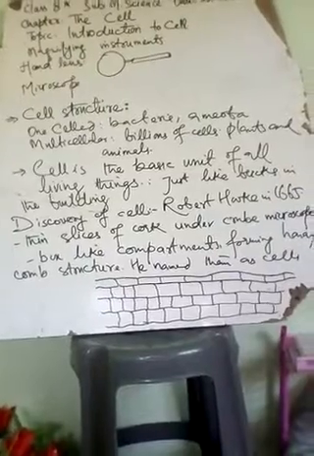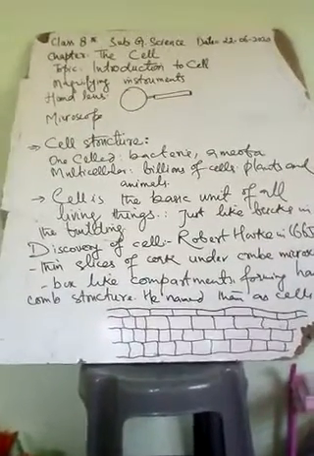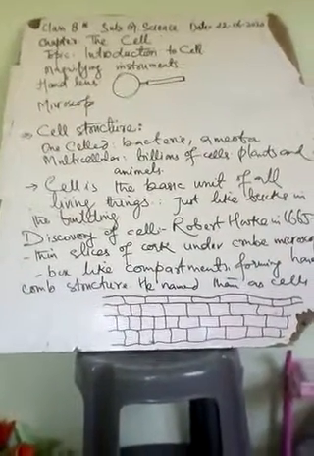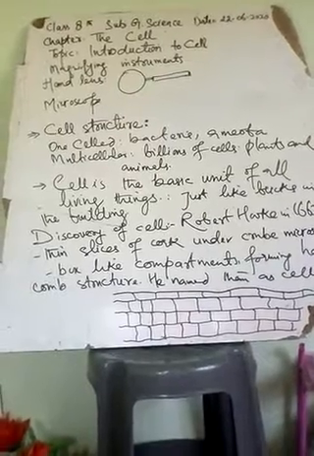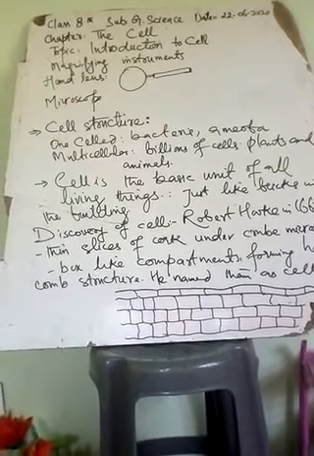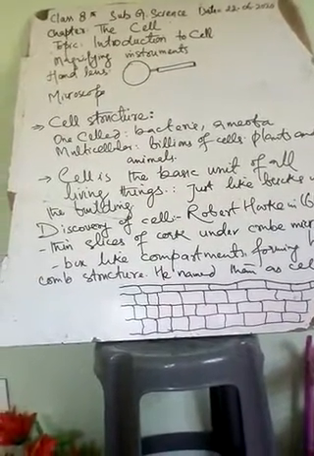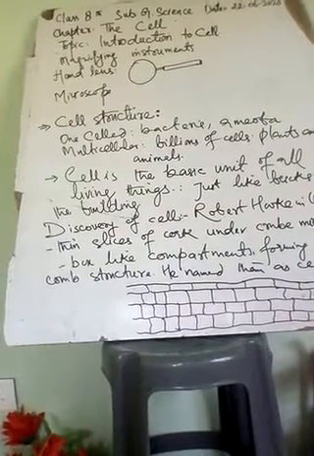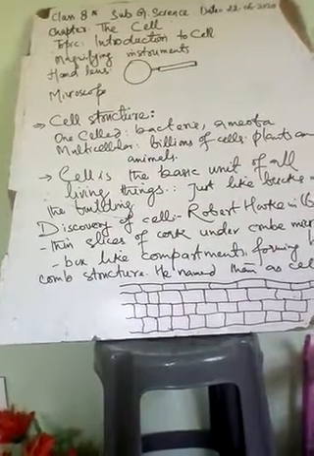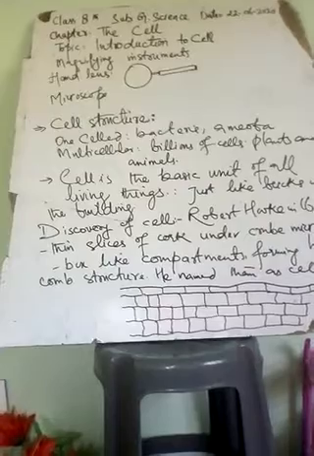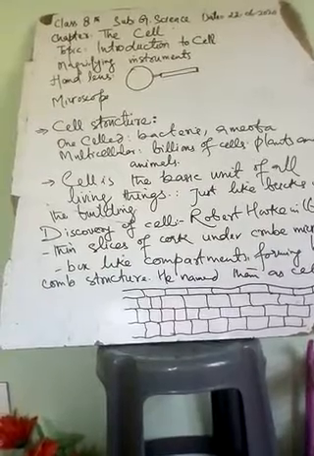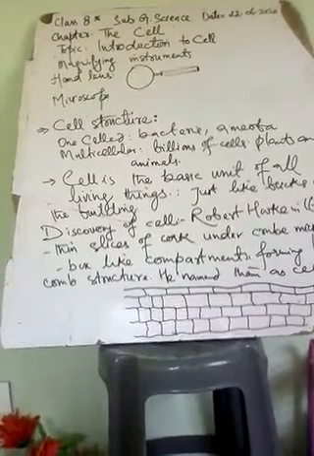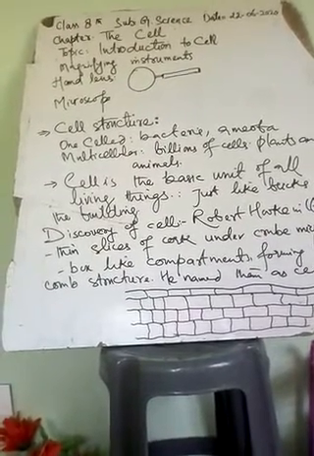Class for 8th. Today we'll start our new chapter, the cell. As we all know, cells are the basic structural units of an organism. Whether it is a multicellular organism or a single-celled organism, any organism in this universe, in this world, is made up of tiny small things.